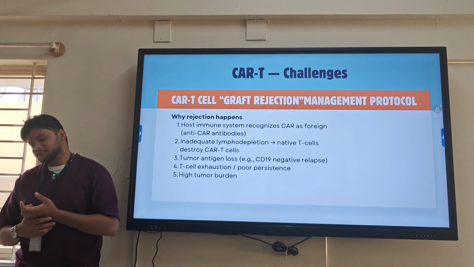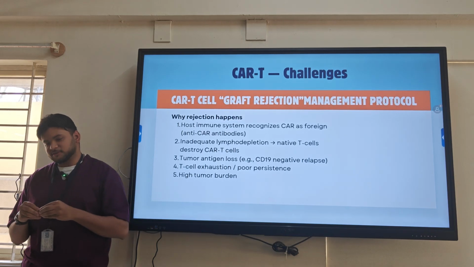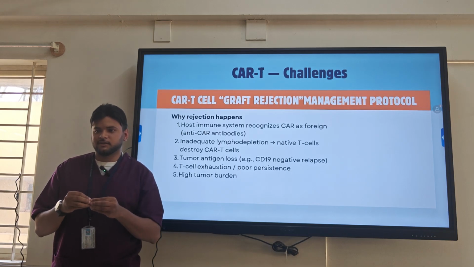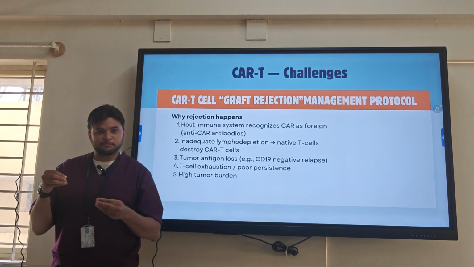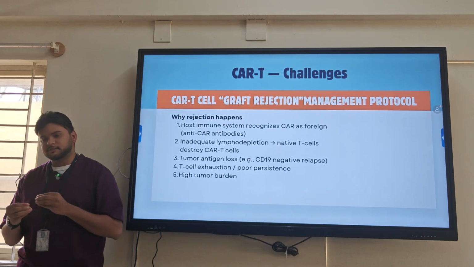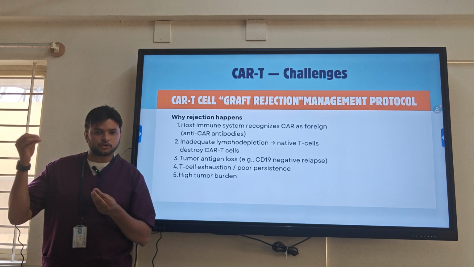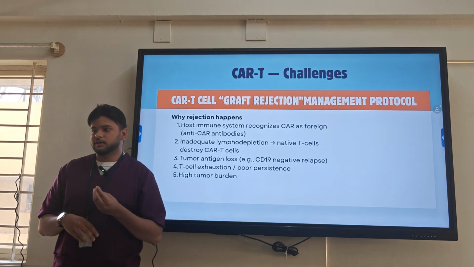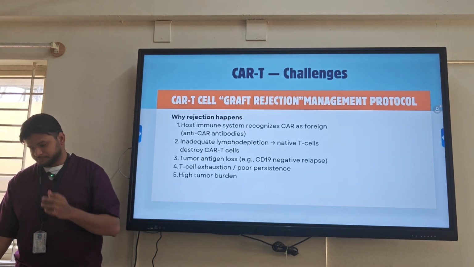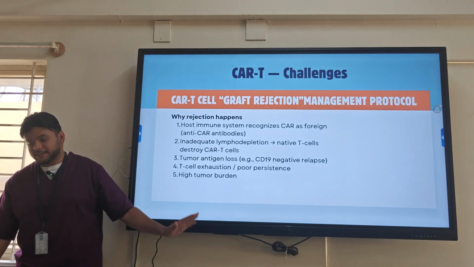The third thing is tumor antigen loss. What happens? The tumor gets attached, and the antigen loses the property. It's supposed to kill, but it's going and it's like a kitty party. They are joining and just enjoying. It's supposed to kill, but it's not killing. Then T cell exhaustion. It happens in immunotherapy most of the time. The therapy which you are giving, the immune system already present in your body will exhaust that. It doesn't have any properties. Okay, high tumor burden. That's how and why rejection happens.